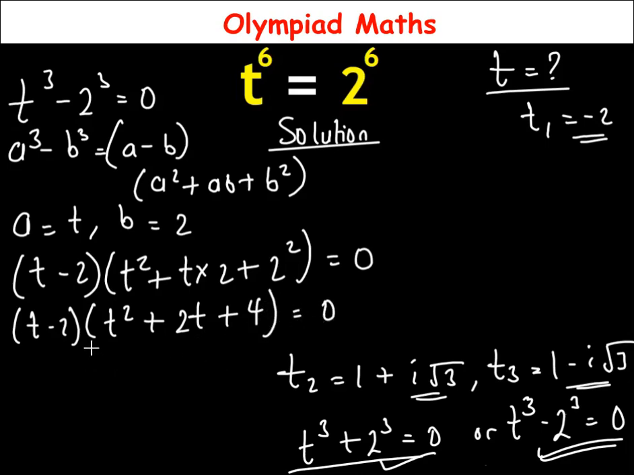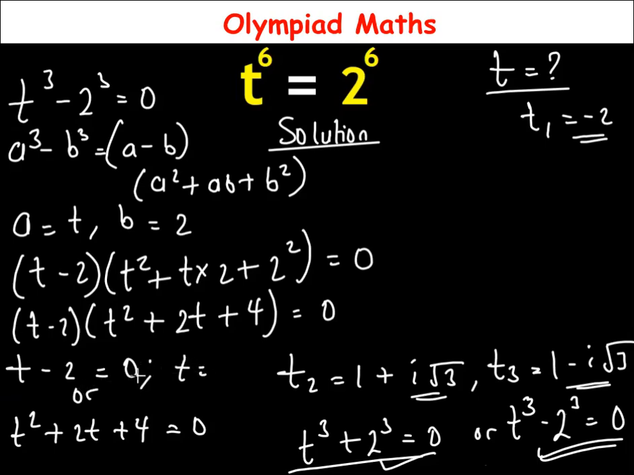From this, at this junction, you can equate t minus 2 to 0 and t squared plus 2t plus 4 to 0. So t minus 2 is equal to 0, or t squared plus 2t plus 4 is equal to 0. From here, t is equal to, if we bring minus 2 to this side, it becomes plus 2. So therefore, the value of t4 is equal to plus 2. Okay, so we've gotten the value of t from this equation. Let us then get the value of t from this other equation.